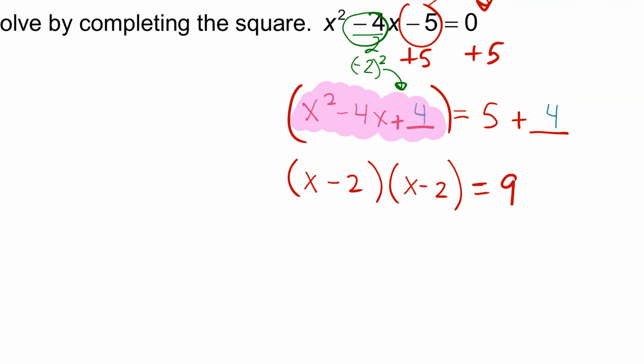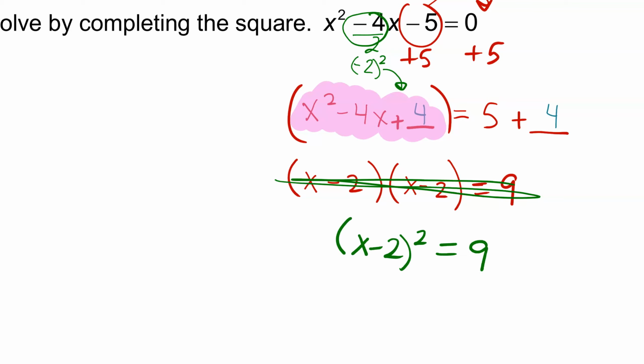So I showed an intermediate step, meaning ideally you wouldn't use this step right here. Ideally you would go straight to x minus 2 squared equals 9, because we would like to use the fact that a square root has a plus and minus root. If you take the square root, you have a plus or minus root.